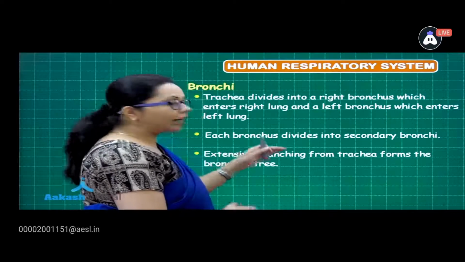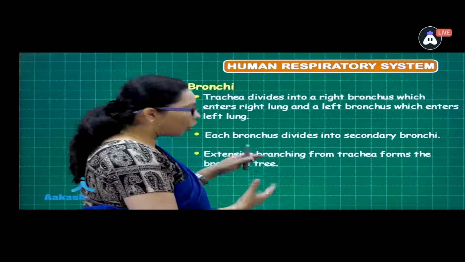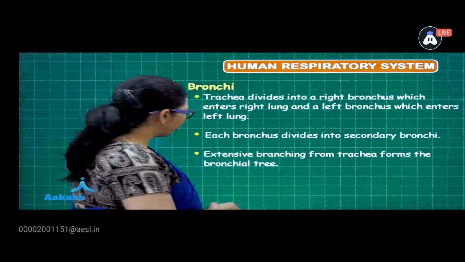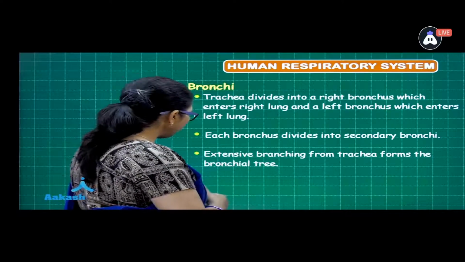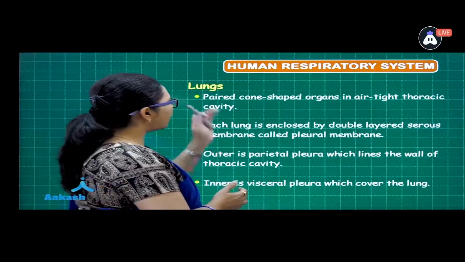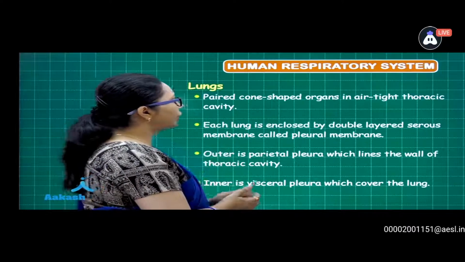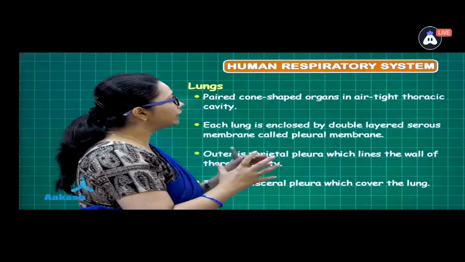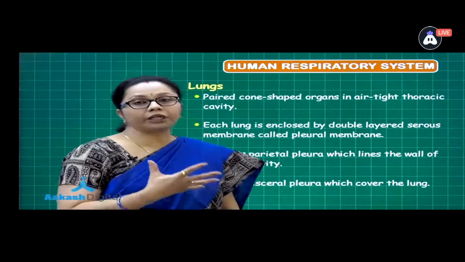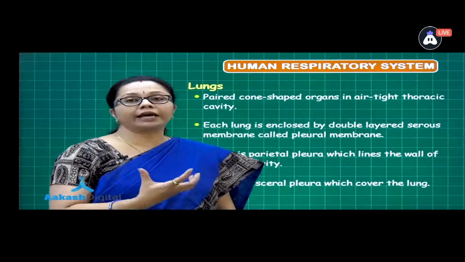And there would be extensive branching, which is then called the bronchial tree. Some of the tracts formed by the bronchial tree we will be mentioning when we discuss the respiratory pathway. For the time being, first of all, we will take the lungs. Now the lungs are paired structures, cone shaped, and they are present inside the airtight thoracic cavity. So our thoracic cavity, that is the chest cavity, is airtight.